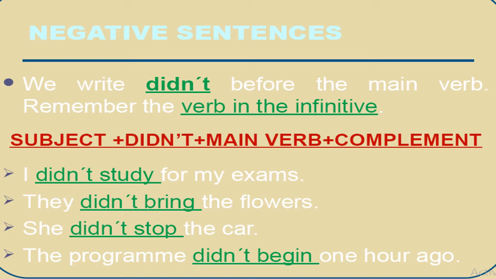Negative sentences. We write didn't before the main verb of the sentence. Remember, when we use didn't, we only put the verb in the infinitive form. Let's see the composition of the negative sentence in the past simple tense. Begin with the subject plus didn't plus the main verb plus the complement or the rest of the sentence.